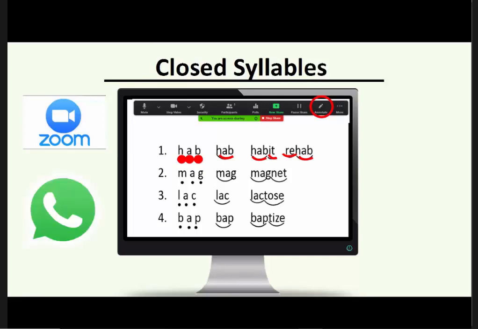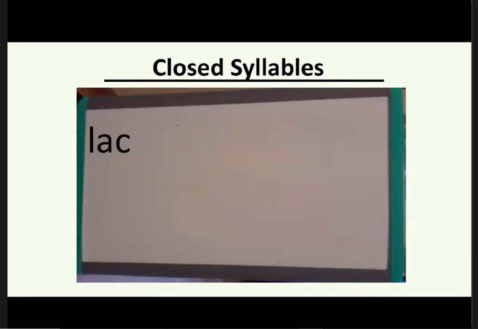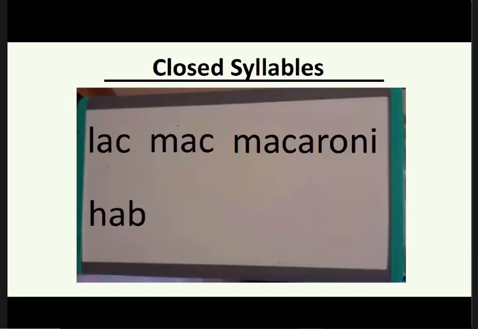For demonstrating manipulation of initial and final consonants in closed syllables, i.e. lack becomes mac, have becomes has, the teacher can use his or her magnetic board and magnetic letters and can walk her students through the same if they have the equipment.